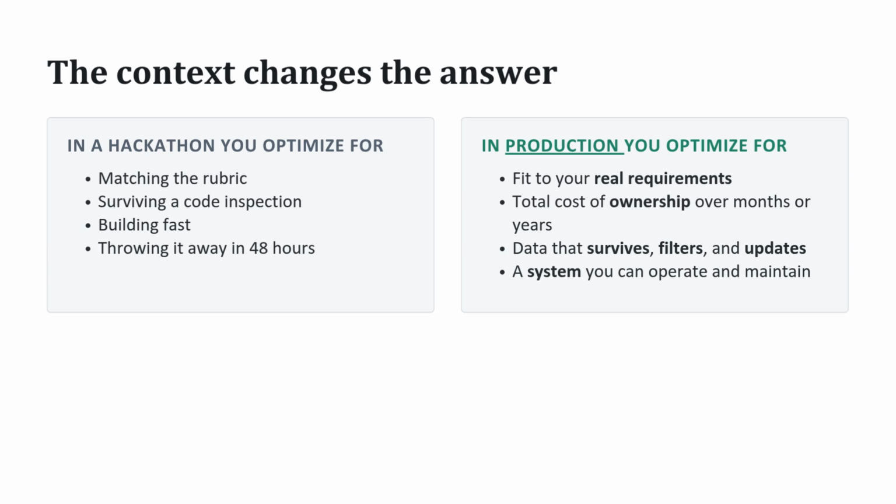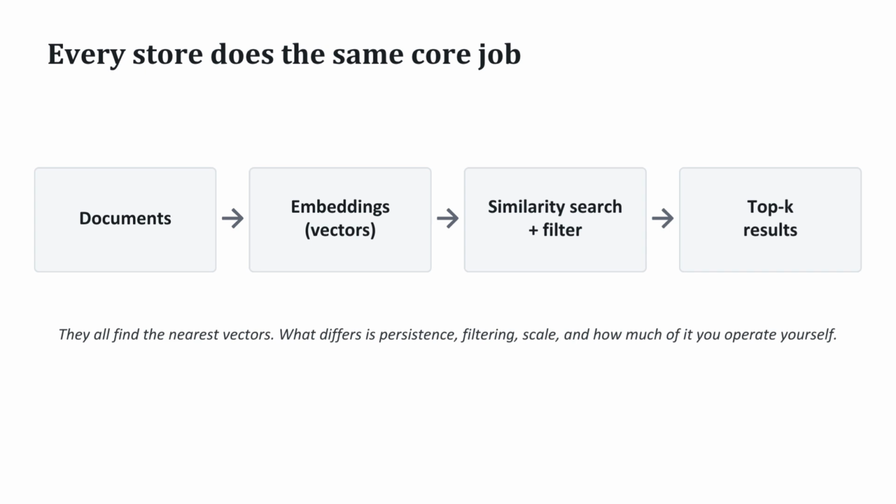But in production, you care about totally different stuff. Does the data survive a restart? Can you filter it, update it? Are you still going to understand the system in 6 months? So the moment you drop the hackathon pressure, FAISS as the safe bet kind of falls apart. The rule for this whole video is to start from your requirements, not from a library name someone told you to use. Why? Honestly, once you see this, everything gets easier.